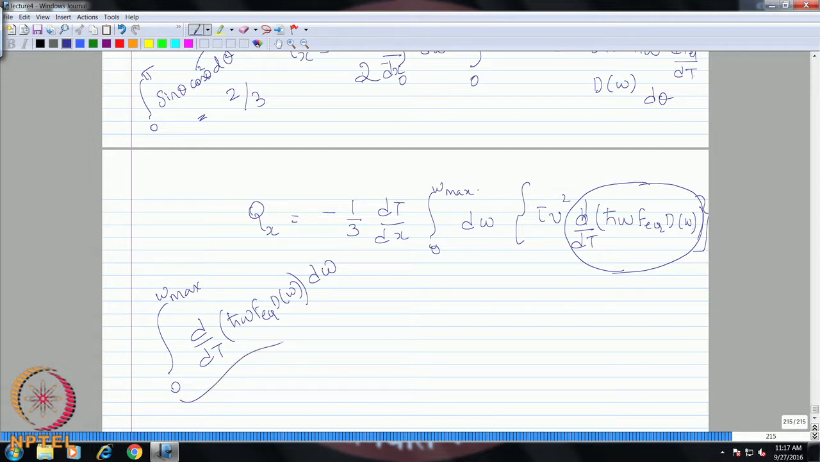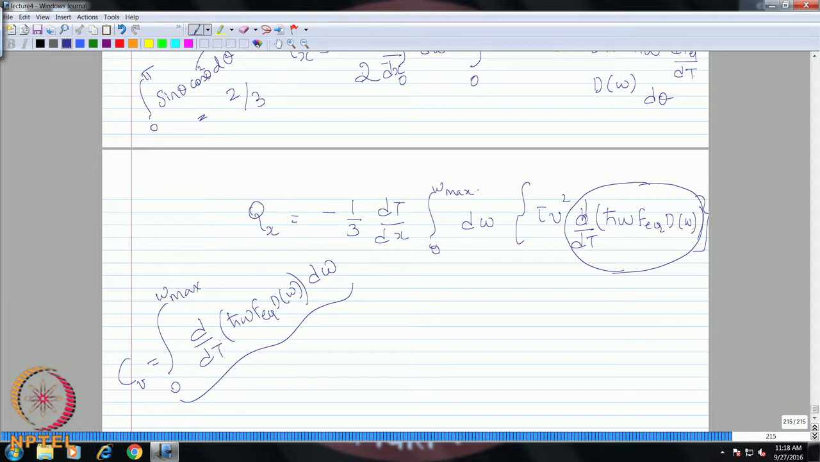So, this is your volumetric heat capacity. Is that okay? You go back and check. So, the simplest thing: h bar omega into f equilibrium, what is that? Energy of a single quantum state.